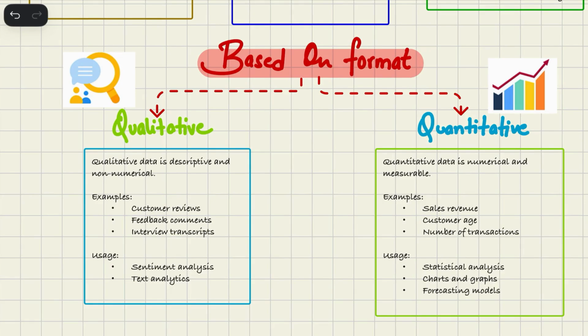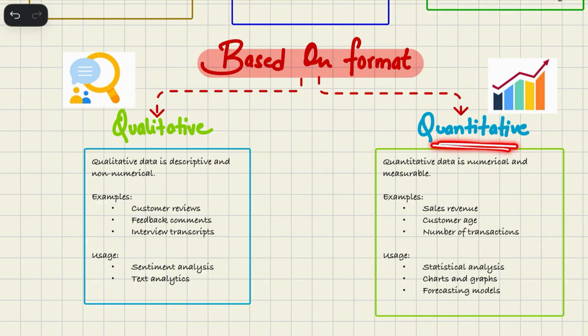If we talk about format, the data types are divided into two parts, that is qualitative and quantitative. This is important to understand. Qualitative is about quality, right? This is non-numeric data, it is text heavy, and it is focused on the quality and characteristics of particular things. For example, we are analyzing detailed customer product reviews, interview transcripts, or sentiment analysis of user tweets, right?